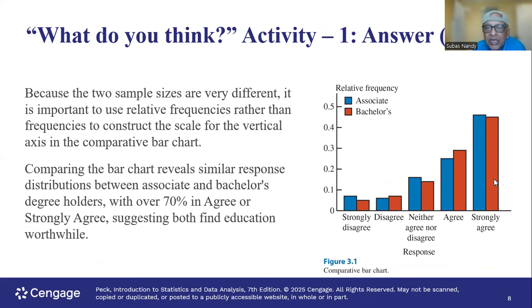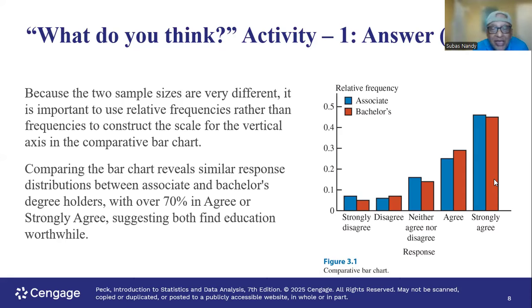So you are looking at the heights of each bar. The blue is for associate, the red is for bachelors. And as I told you before, there is not much difference in the heights of the bars between blue and red. They're about the same. Remember, the heights of the bar represent the relative frequency or proportion in each class. As you can see, the heights of the bars are highest for the strongly agree category of response, both for associate degree and for bachelor's degree.